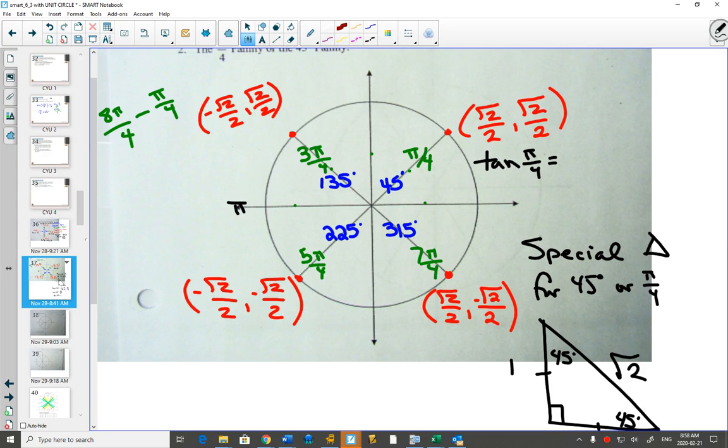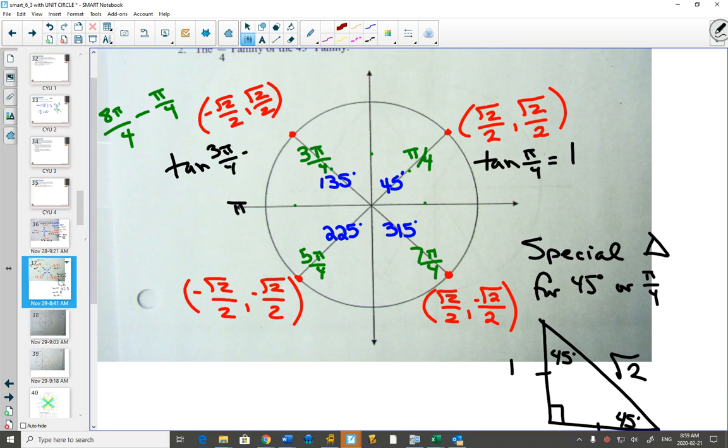Tan of pi over 4 is the same as tan of 45 degrees. We found out that's 1. Can you see that if you use the big idea of sine divided by cos, you'd have root 2 over 2 divided by root 2 over 2? That's also equal to 1. Okay? Probably easiest to see it from the triangle, but you could do sine divided by cos.